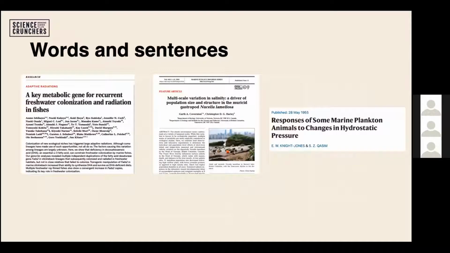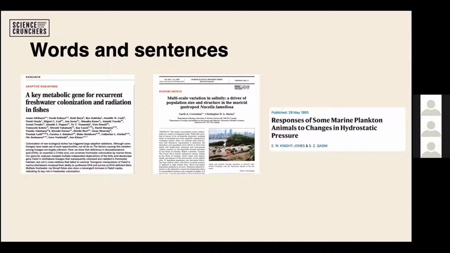And I've put here 3 examples. The one on the left is a paper I co-authored last year in Science. So let's say a high impact paper. The middle one, on maps, I will label as a thematic journal in marine biology, marine ecology. And the third one is just a title of a paper I found from 1955.